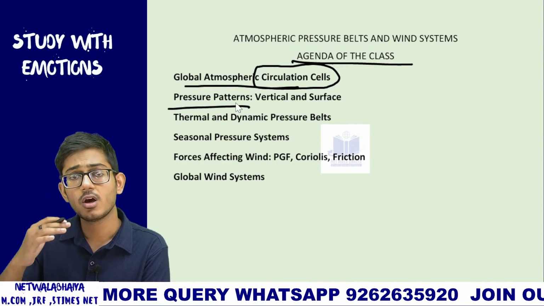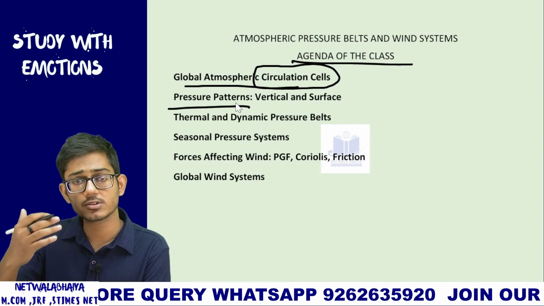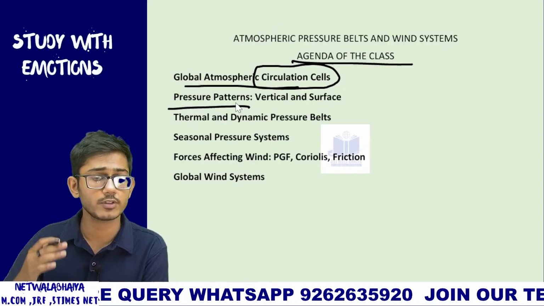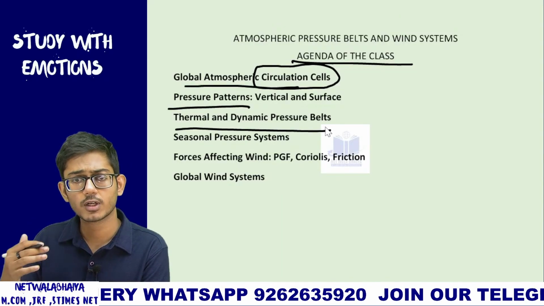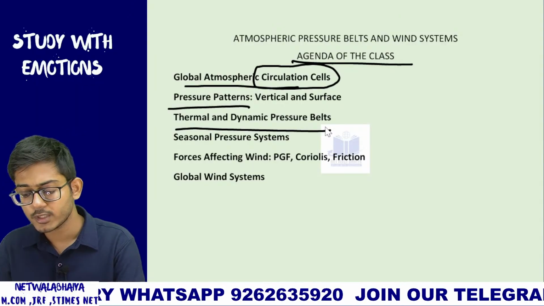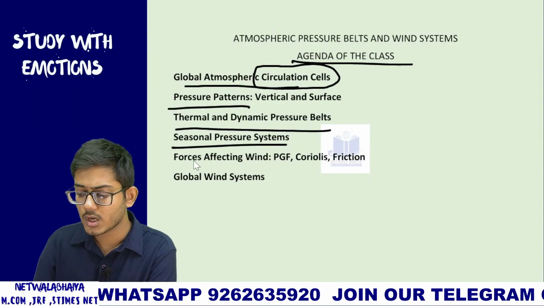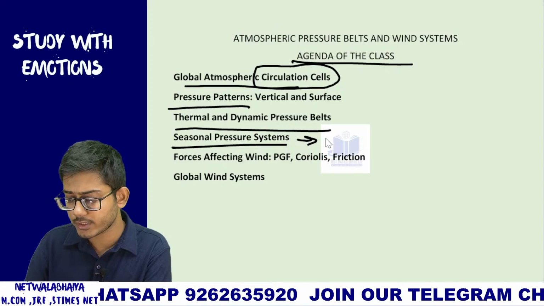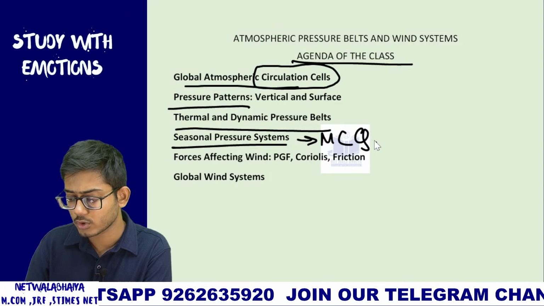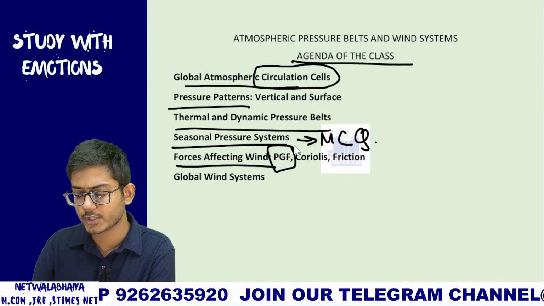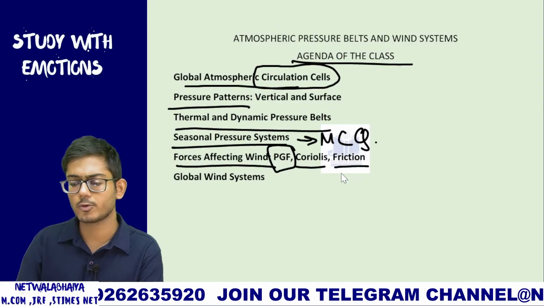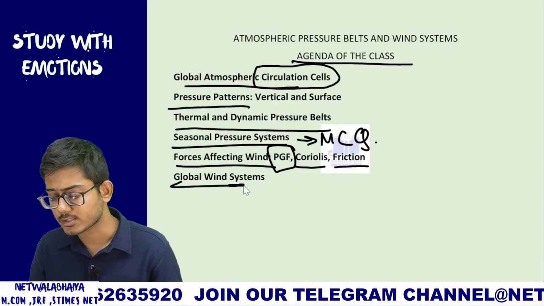Pressure patterns, high pressure, low pressure के क्या क्या patterns रहते हैं, what are the pressure patterns across the surface of the earth, and the thermal and dynamic pressure belts that are there, what are the different pressure belts that are being formed, the seasonal pressure belt systems. These are very important when it comes to MCQs, okay? And then the factors or the forces that affect the wind, the pressure gradient force, Coriolis force, friction force, and global wind systems as well.